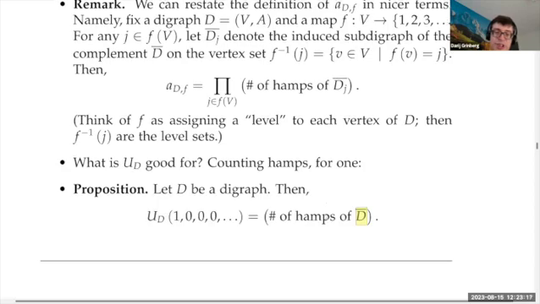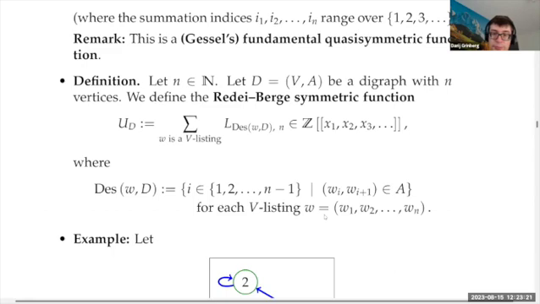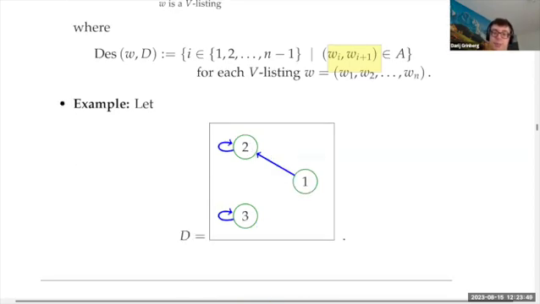And this proposition is actually pretty easy to prove. If, for example, this else, they become 0 unless the set is empty, if you plug 0 for all the variables starting at x_2. So you only have to care about the listings for which the set is empty. But that means that w_i, w_{i+1} is never an arc. So it means that you have a Hamiltonian antipath, or a Hamiltonian path of D-bar.